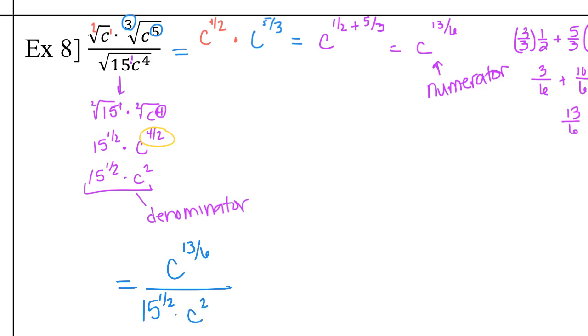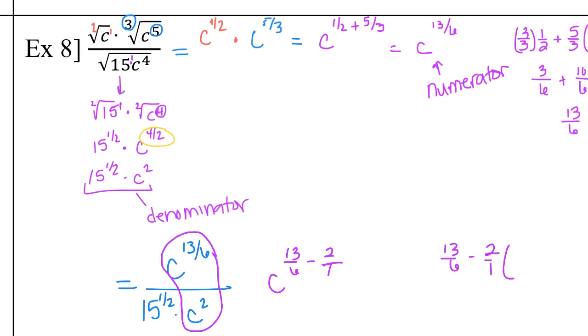So let's get this simplified. I see that I have the same base, c and c, divided, and according to my rules, when you divide, you subtract the exponents. So 13 over 6 minus 2 over 1. So again, let's do this subtraction on the side. 13 over 6 minus 2 over 1.